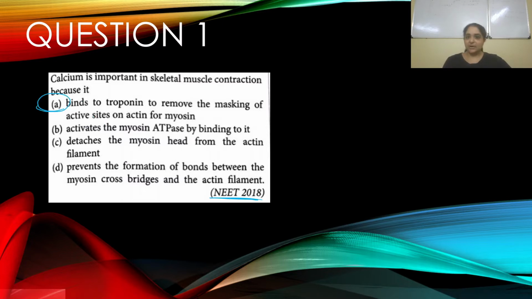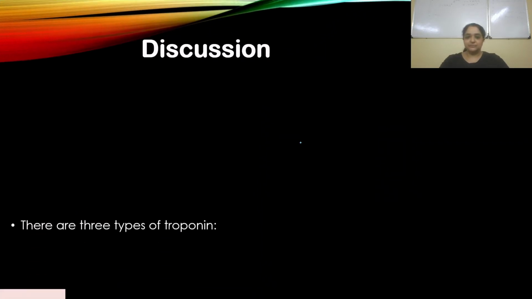This is a part of muscle contraction. So when you go back and read NCERT and then come back and answer this question, you will know that A is the answer. So calcium, how is it important? It binds to troponin. There are 3 types of troponin, we'll come to that, to remove the masking of active sites on actin for myosin. So clearly your answer should be A. Okay, let's go to the discussion.